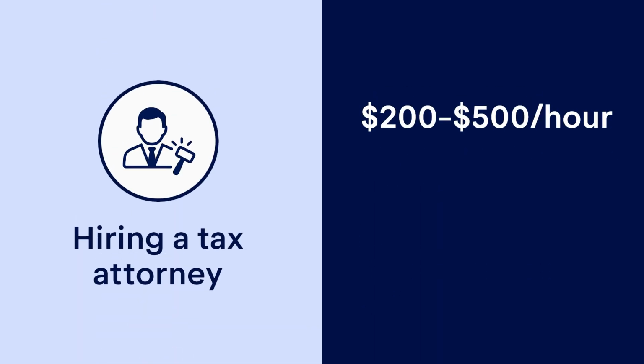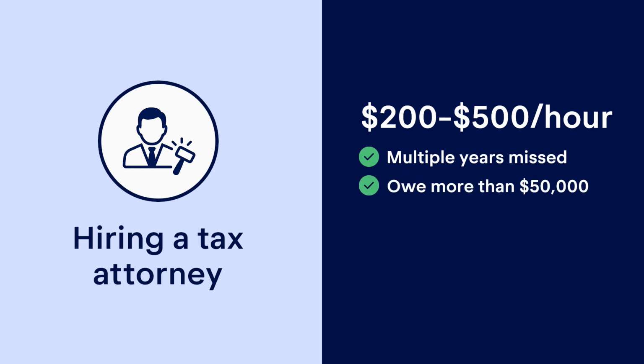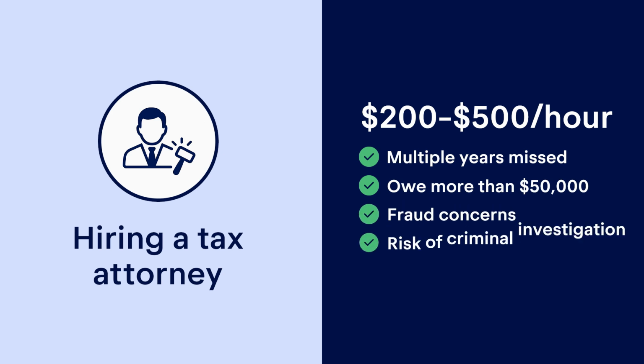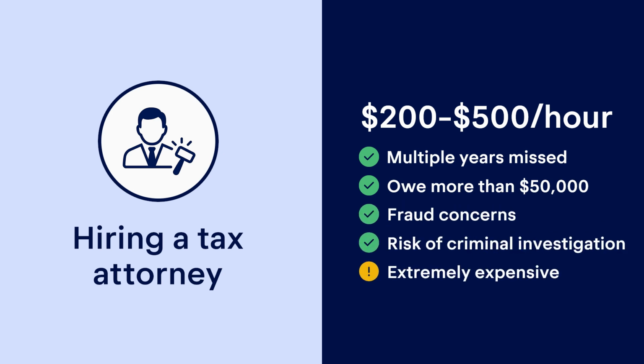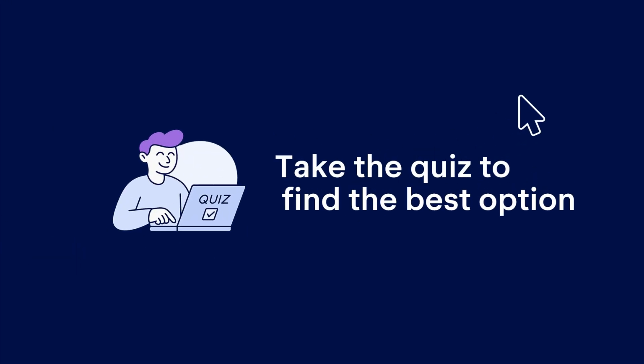The fourth method is hiring a tax attorney. This costs anywhere between $200 to $500 per hour and is best for people with multiple years of missed returns who expect to owe more than $50,000 in tax debt. This is a great method for people facing fraud concerns or even criminal tax investigation. But the downside is that it's extremely expensive, with some attorneys even taking a percentage of your tax savings as payment. If you're not sure which method is best for you, you're not alone.